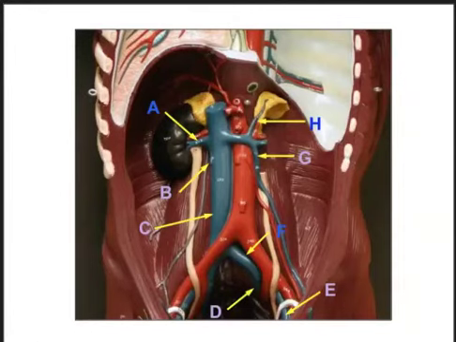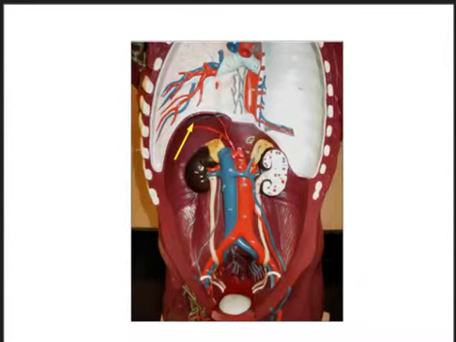All right. Moving down. Up here, this is the phrenic vein, the inferior phrenic vein, and it drains the diaphragm. Okay. All right.